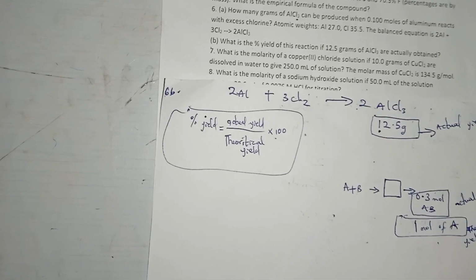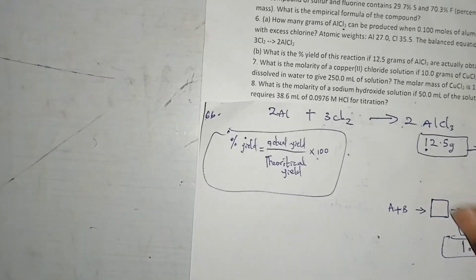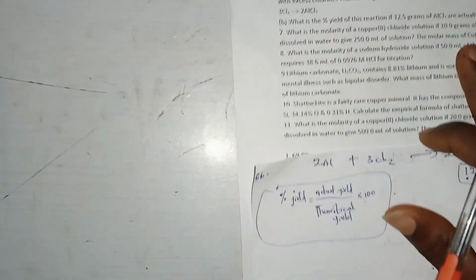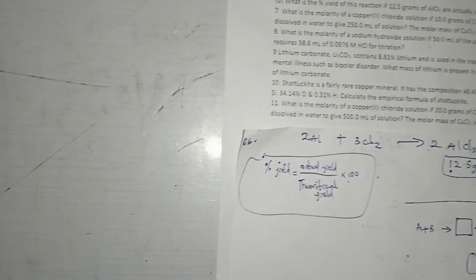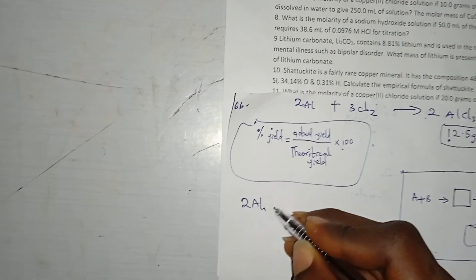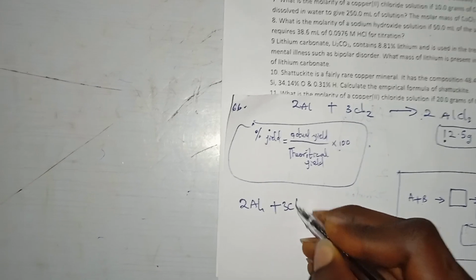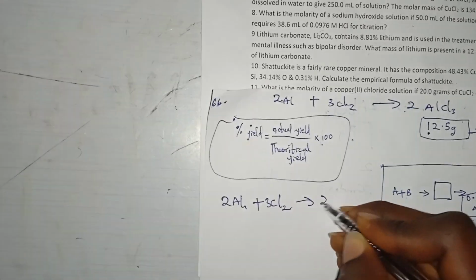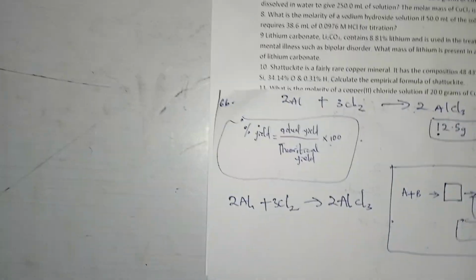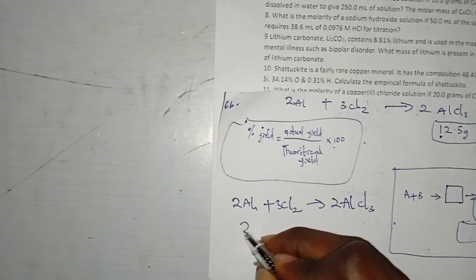So that means that in this question, knowing what we know from this question, remember we got that this one is 0.1 and the rest. So let's solve. Knowing what we know from this question, let me bring everything down. I'm using these ones to explain to you. So let me bring everything down so that I have 2Al plus 3Cl2 giving me 2AlCl3.